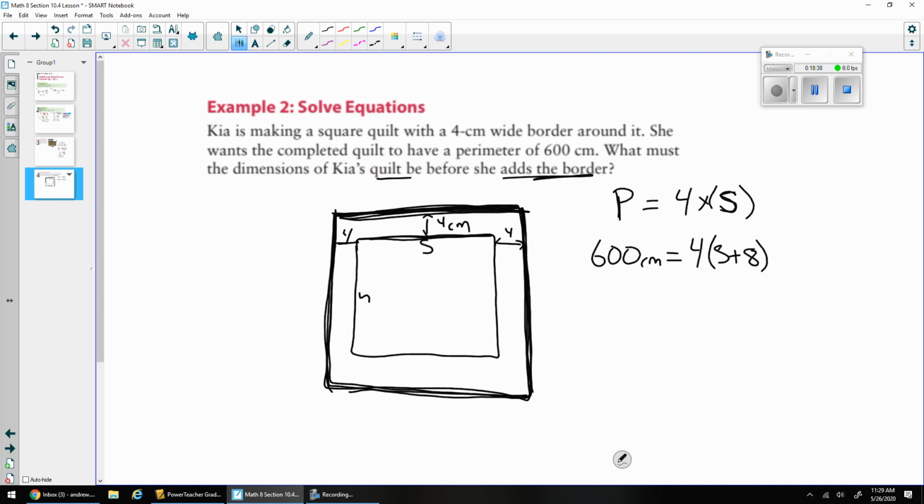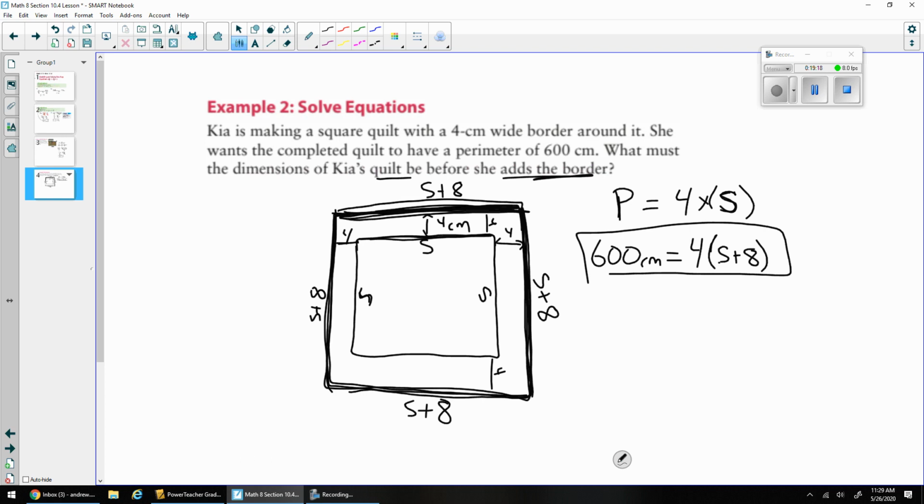Okay, so we've given this inside dimension the variable S because we don't know it, but we know that the outside is always going to be S plus 8 because it's 4 centimeters on either side. Okay, hopefully this is making sense. So one outside side would be S plus 8. Since they're all S plus 8, S plus 8, S plus 8, we have 4 groups of them. So we can just say 4 times S plus 8 in brackets. So now here we have our equation, which we can solve.